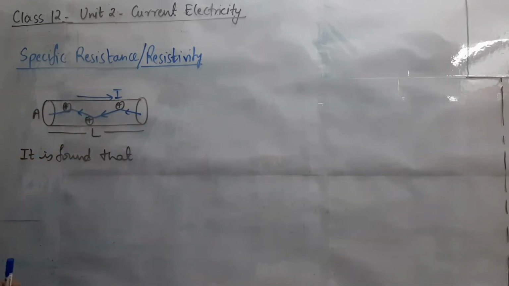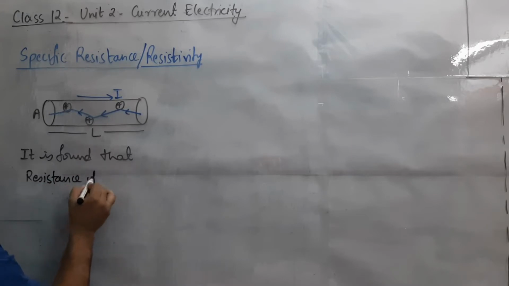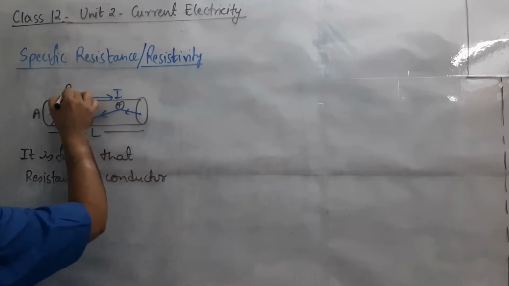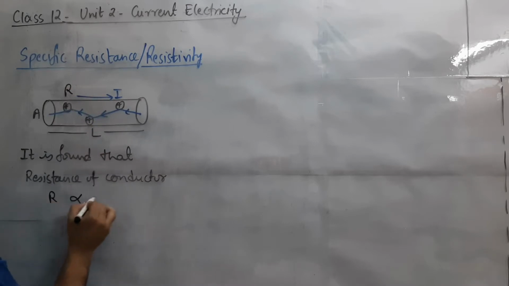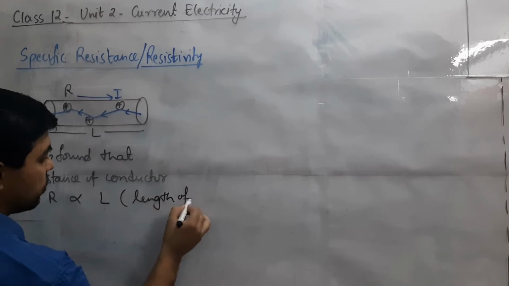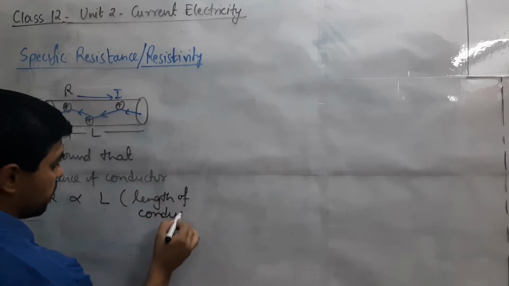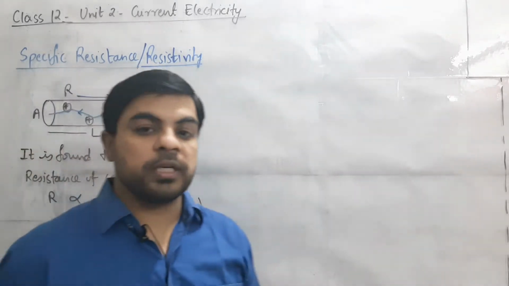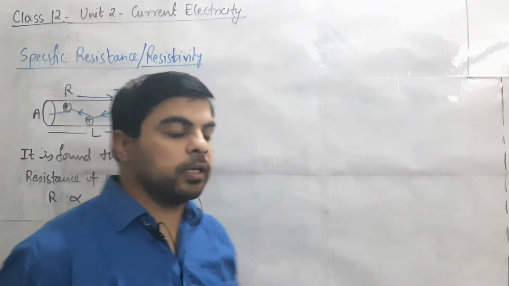So experimental observation states that the resistance of the conductor, R, is directly proportional to L, where L is the length of the conductor. Greater the length of the conductor, greater will be its resistance, because it is the characteristic property of the conductor.